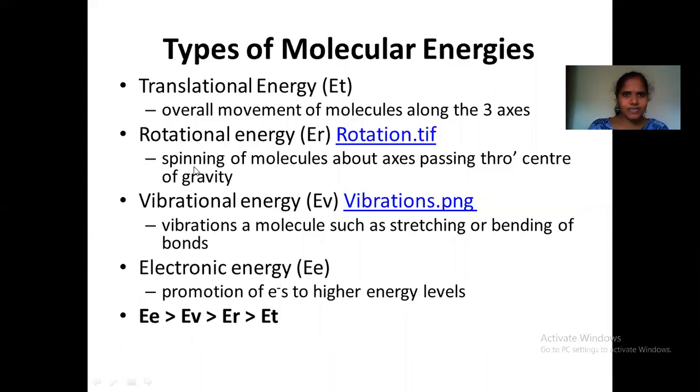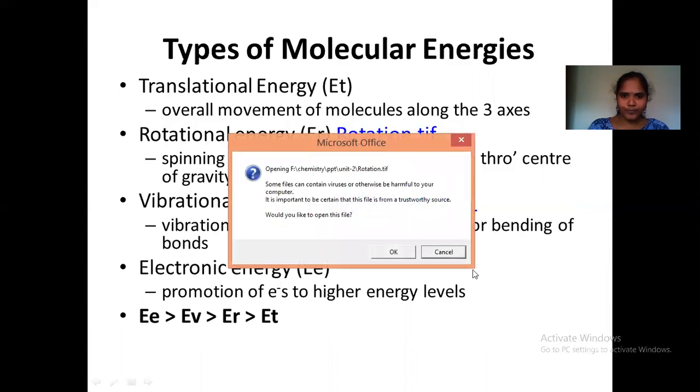Now let's first discuss the types of molecular energies. There are 4 types of molecular energies, and one is translational energy. This is the movement along the 3 axes. This is translational movement. And rotational energy is the energy associated with a molecule when it is rotated. I'll show you the picture.